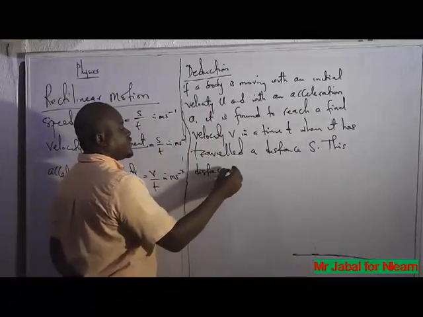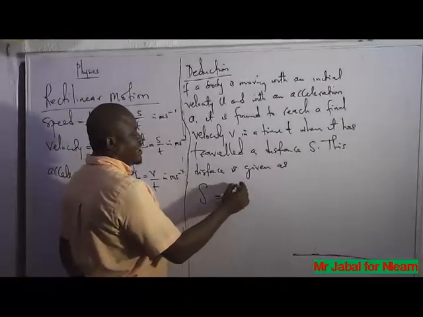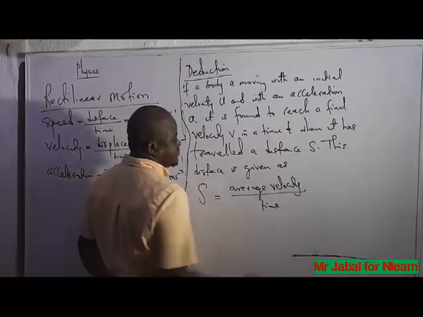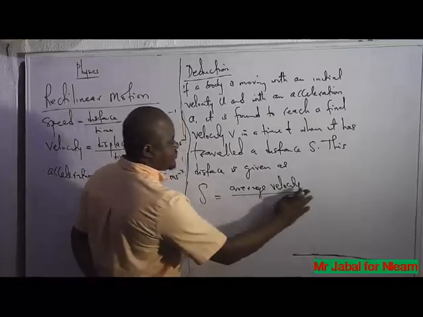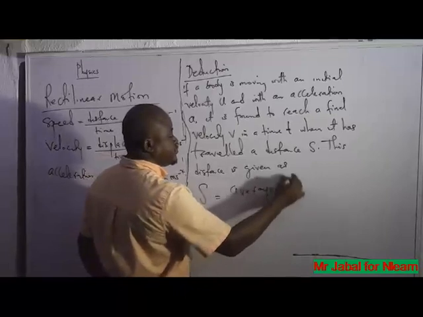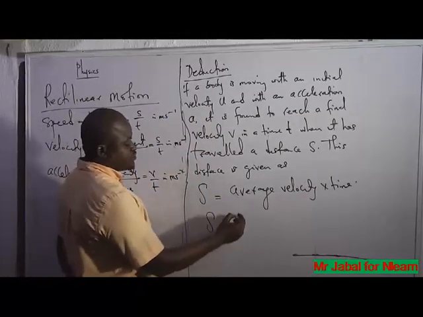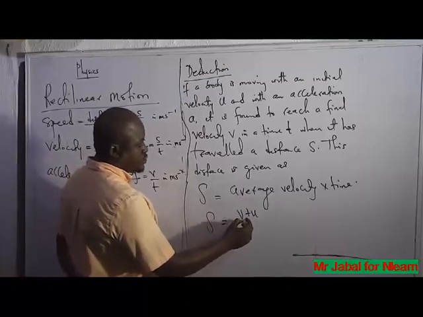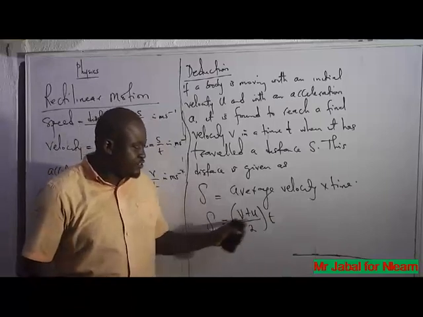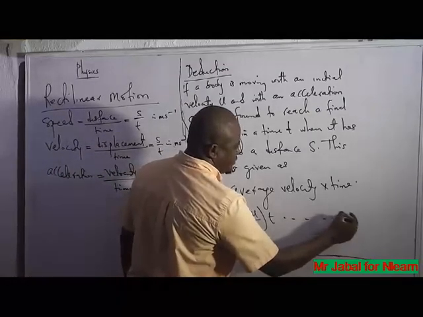This distance is given as s is equal to average velocity times time. Now, for the average velocity, s is equal to average velocity, that's (v plus u) over 2, into bracket t. So average meaning half of it. So average velocity times time. So please, this equation, you keep it. Very important. Maybe the second.